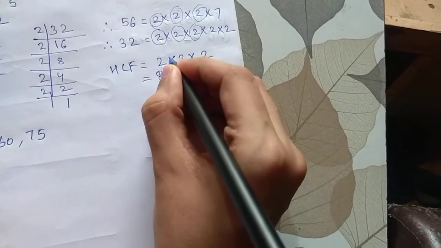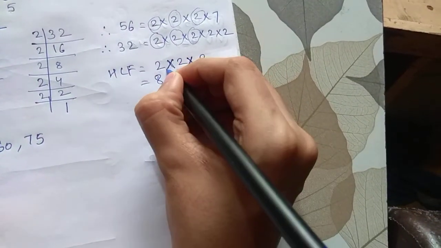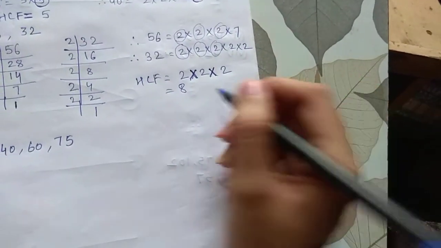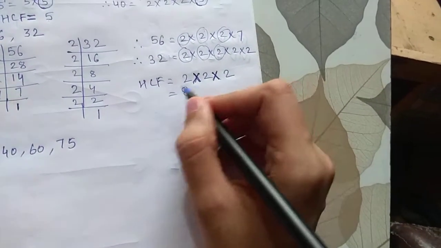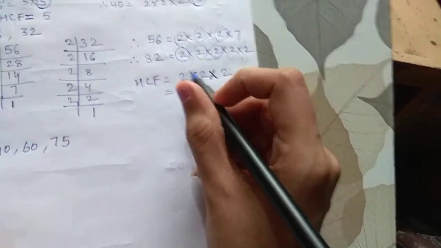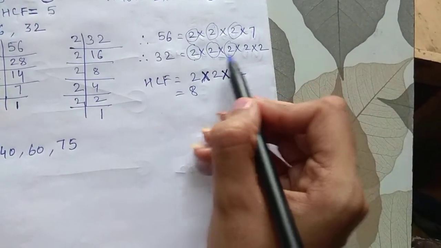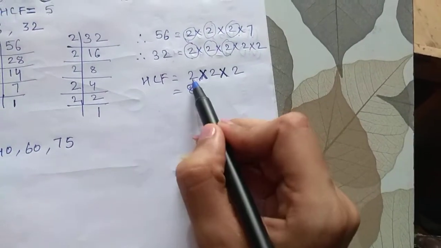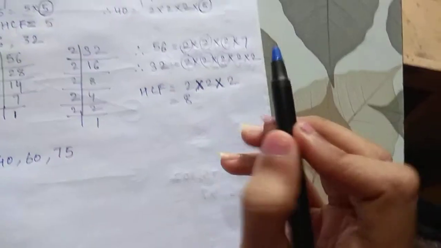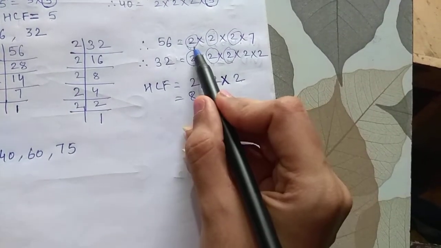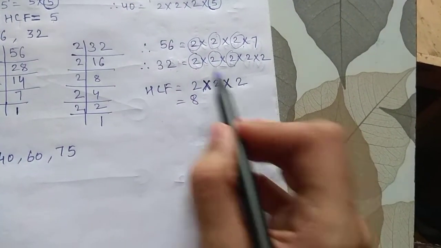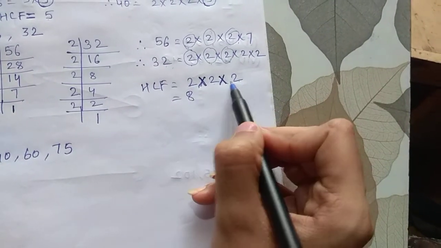We have to multiply and not add, because many times the silly mistake kids make is that they add. No, we have to multiply. Again I am telling you, there are three 2s common in these two numbers. That's why we are writing just three 2s. Don't write it six times, counting 1 2 3 4 5 6, thinking this. No, we have to write it only thrice.